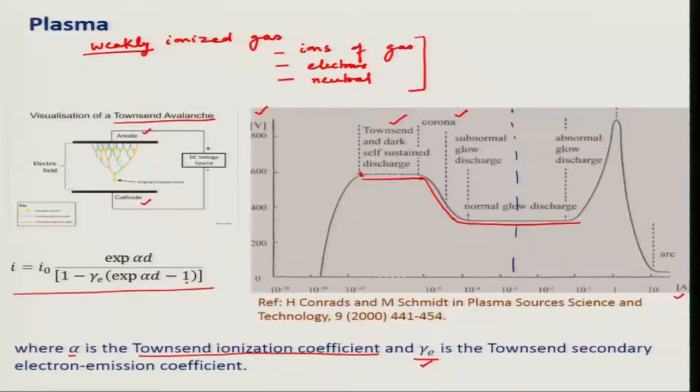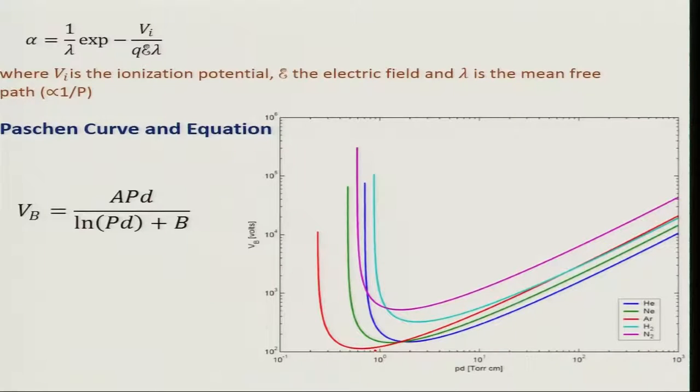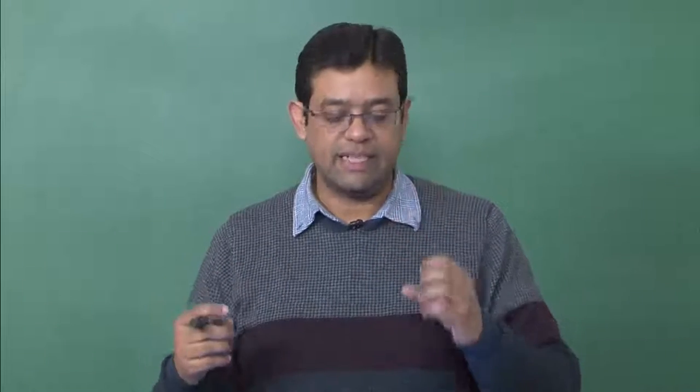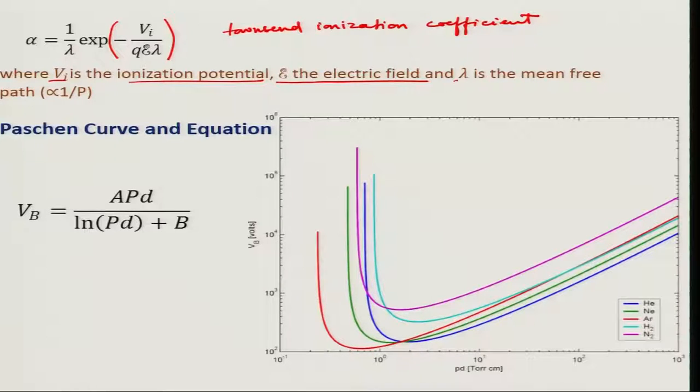Now, this alpha, which is Townsend ionization coefficient, is given by this expression. Let me give you the brackets here, and this is the Townsend ionization coefficient. Okay. And Vi is the ionization potential of the gas atom or molecule. It defines how much energy you require to take out one electron from the gas atom. Okay. E is the electric field, and lambda is the mean free path of the gas, which, you might remember from the previous lectures, depends inversely on the pressure. Okay. And Q is the charge. Okay. So, we have this expression for alpha.